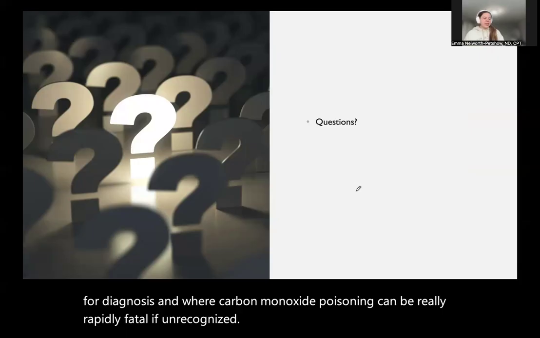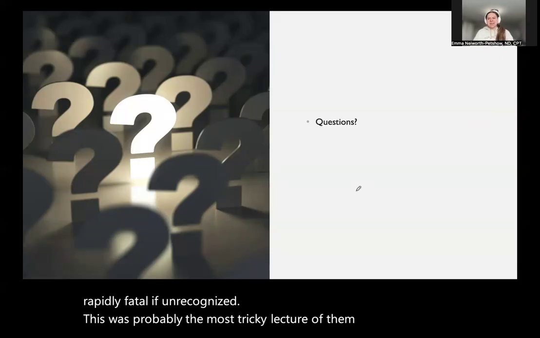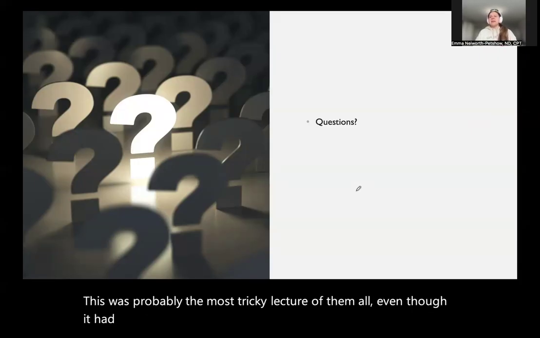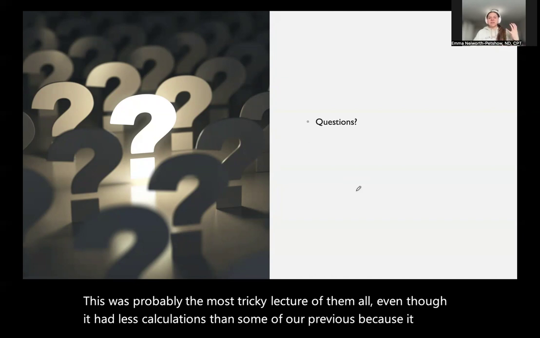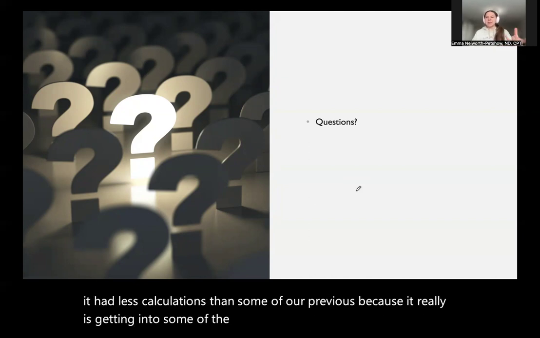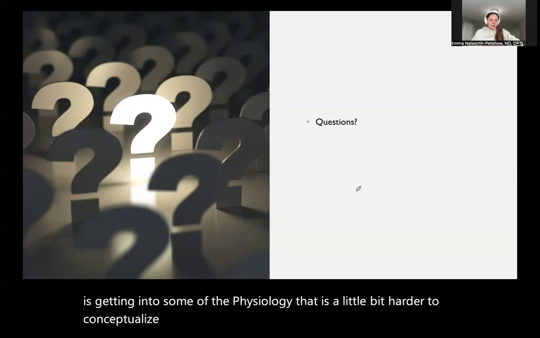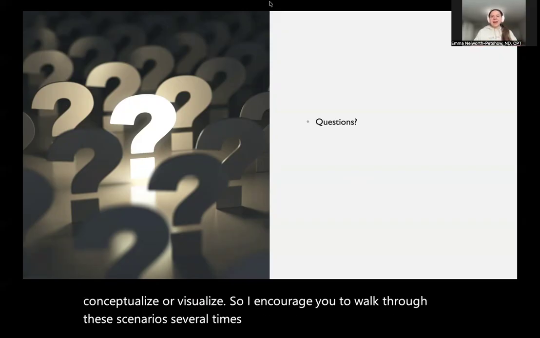This was probably the most tricky lecture of them all, even though it had fewer calculations than some of our previous ones, because it really is getting into some of the physiology that is a little bit harder to conceptualize or visualize. So I encourage you to walk through these scenarios several times to really understand what's going on.